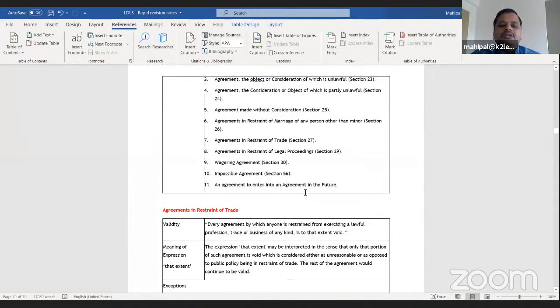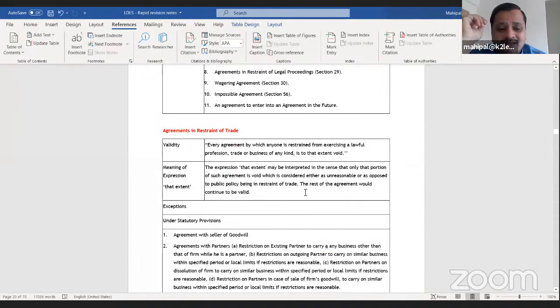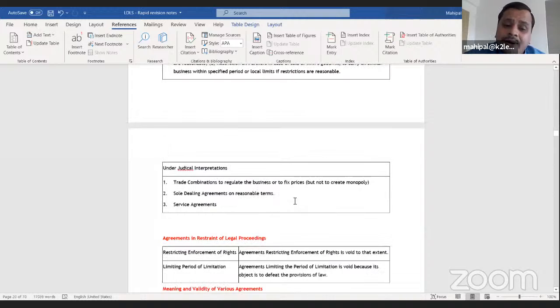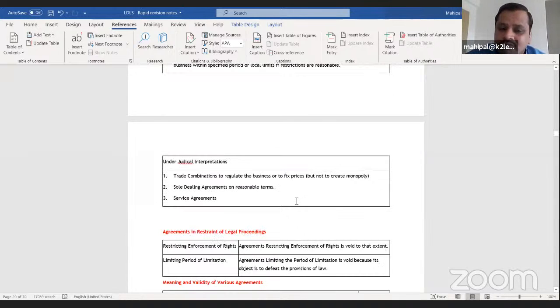Okay. Agreement in restraint of trade. Generally, restraint of trade is void, but there are exceptions. Number one exception, seller of goodwill. The seller of goodwill can be stopped by the buyer of goodwill from continuing the business in a specified local limit for a specific period of time which is reasonable in nature. Number two, by a partnership agreement, a partner can be stopped from carrying on a business similar to that of the firm. Third, by trade combinations. Fourth, by service agreements. So these are the various exceptions to the rule of restraint of trade. Next.